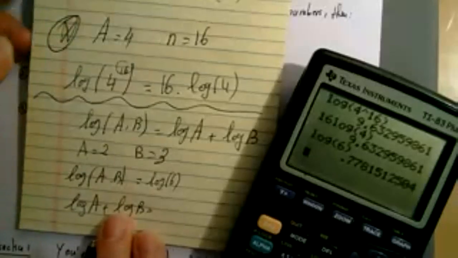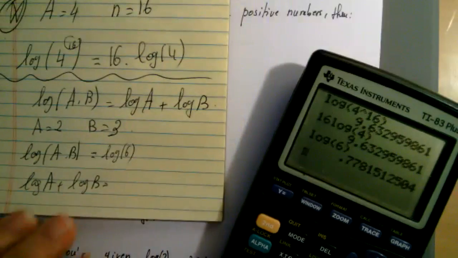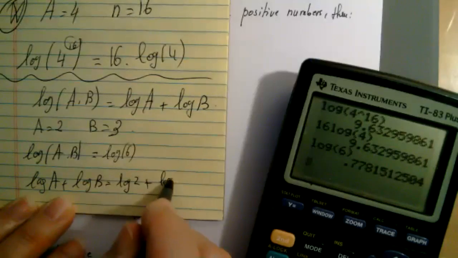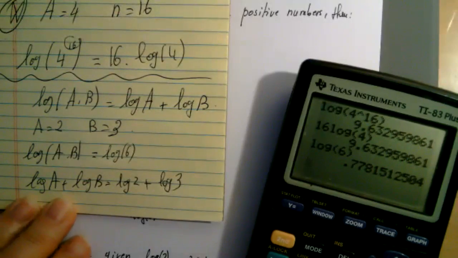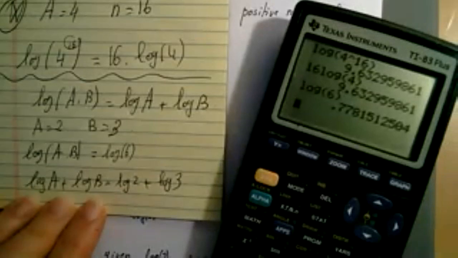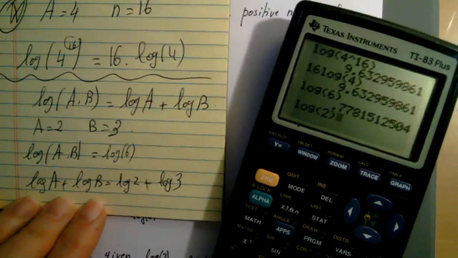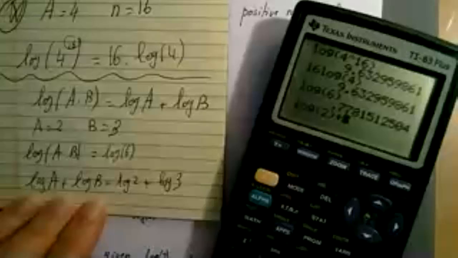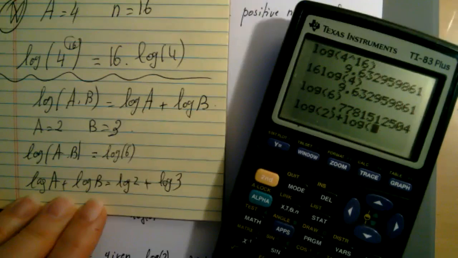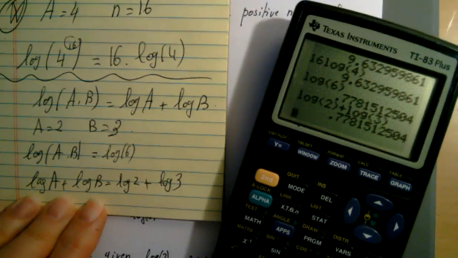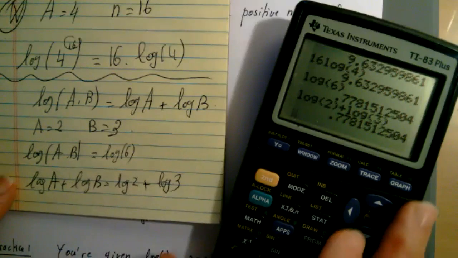And the second one tells me it's the same thing as taking the log of 2 and adding to it the log of 3. You get the exact same answer. Let us check this out. Log of 2 plus the log of 3. Exact same answer. So those two properties are really telling us something.